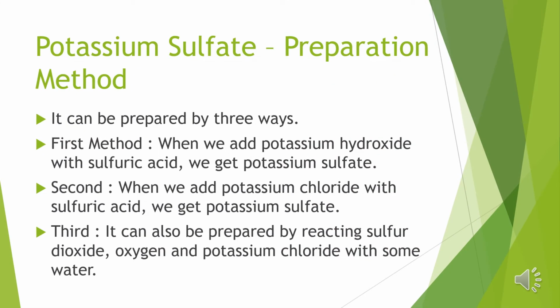First, we are going to see the preparation method of potassium sulfate. It can be prepared by 3 ways. First method, when we add potassium hydroxide with sulfuric acid, we get potassium sulfate. Second, we can also add potassium chloride with sulfuric acid. Third, it can also be prepared by reacting sulfur dioxide, oxygen, and potassium chloride with some water.